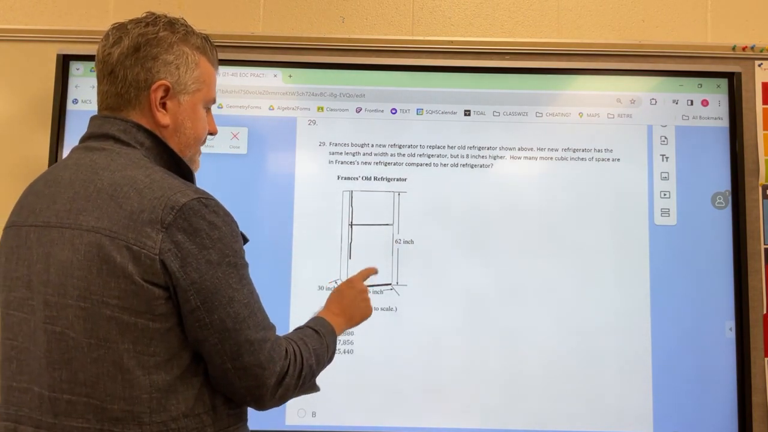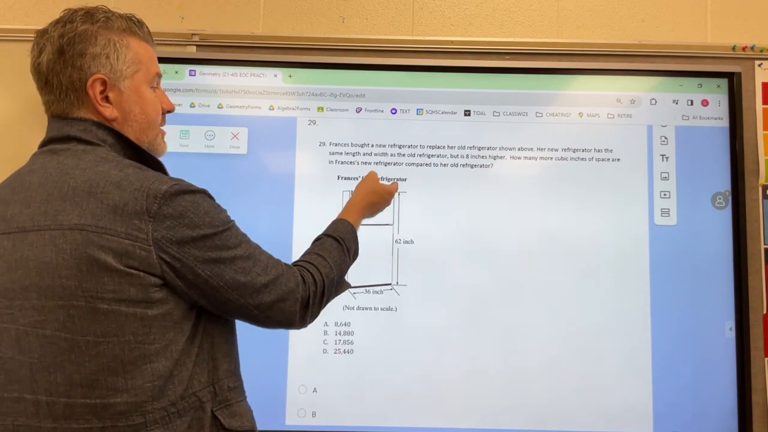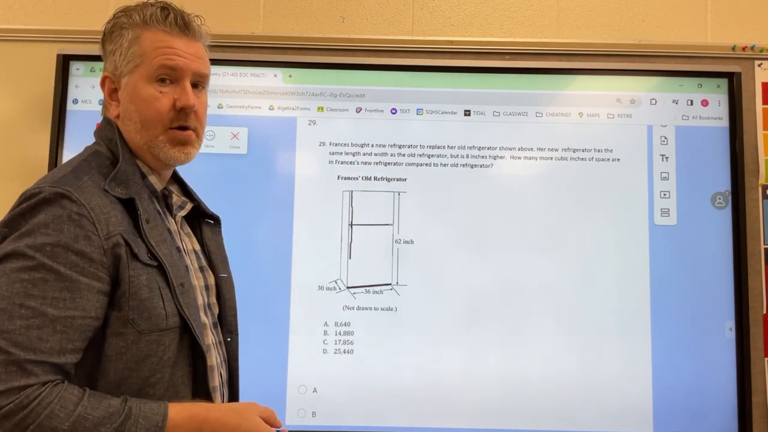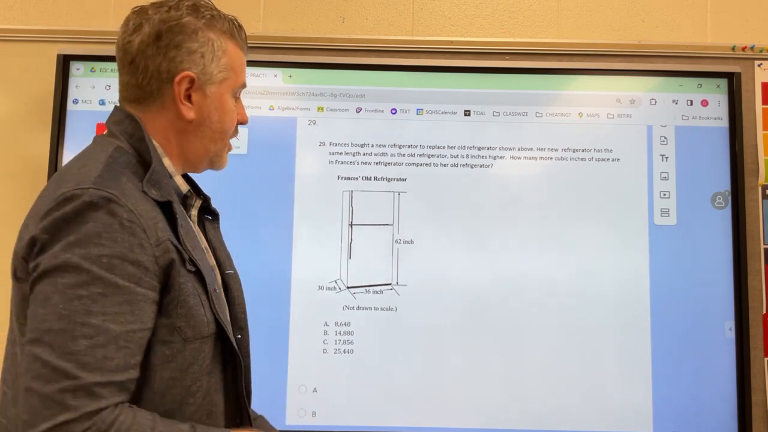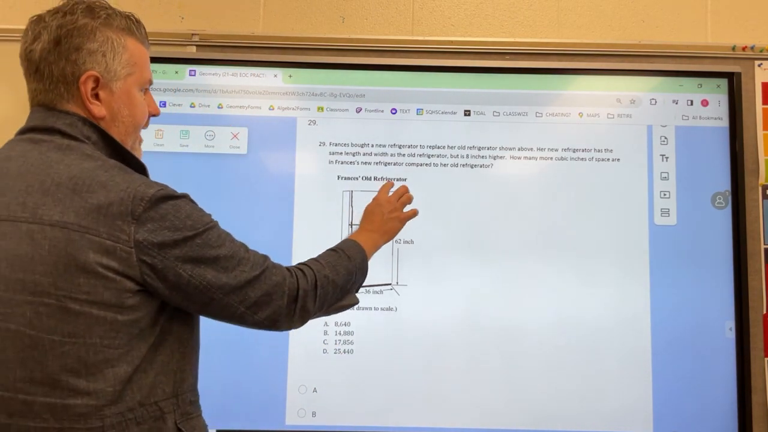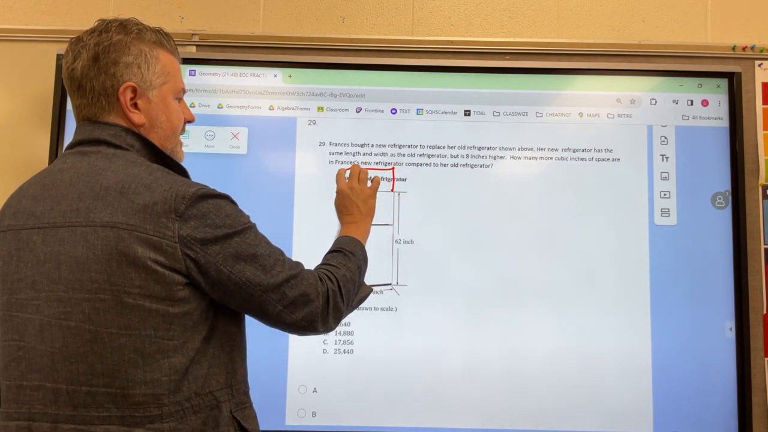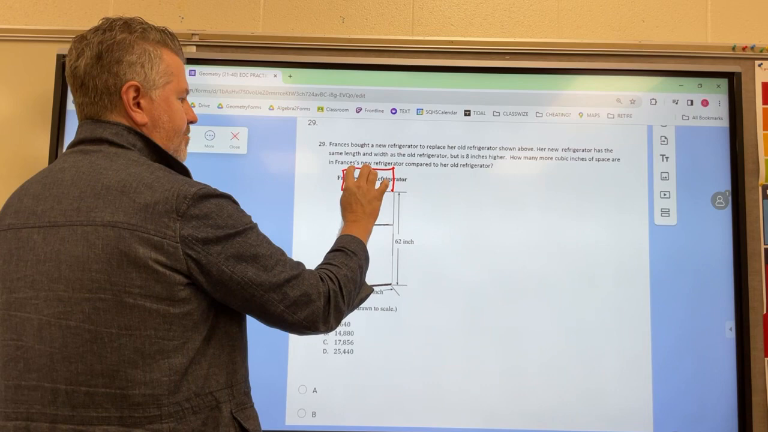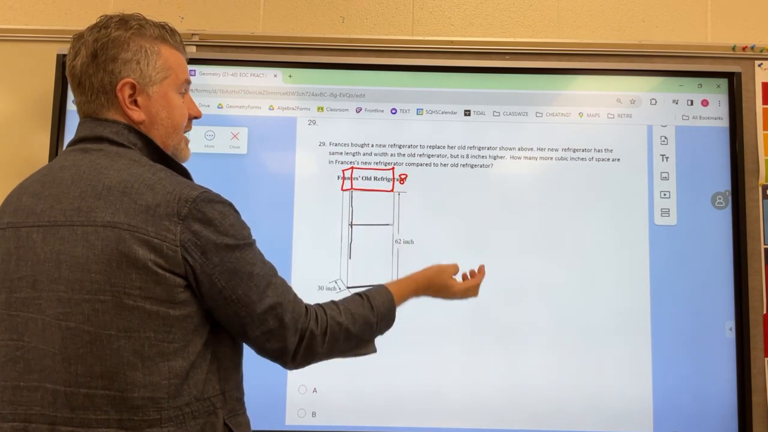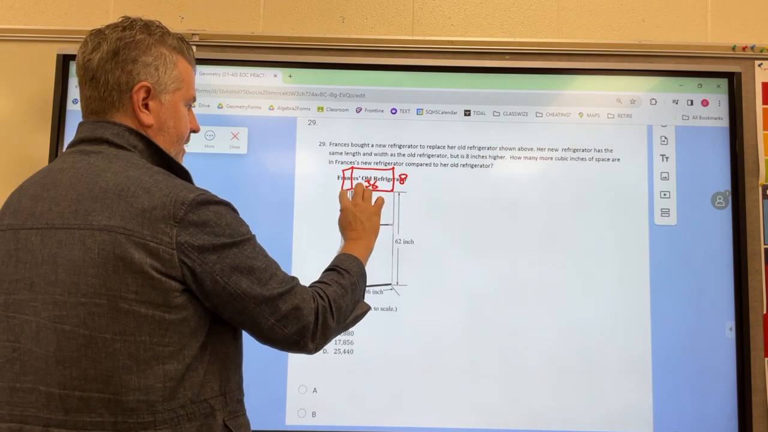Multiply 30 times 36 times 62. There's the volume of her old one. Now we're going to add 8 inches higher, and we're going to figure out the new one. So the difference is just that 8 inches. If you want to think about it as just a single box, the new refrigerator is just this 8 inches times both other measurements. So there's the difference right there. 8 inches times our 36 times our 30.